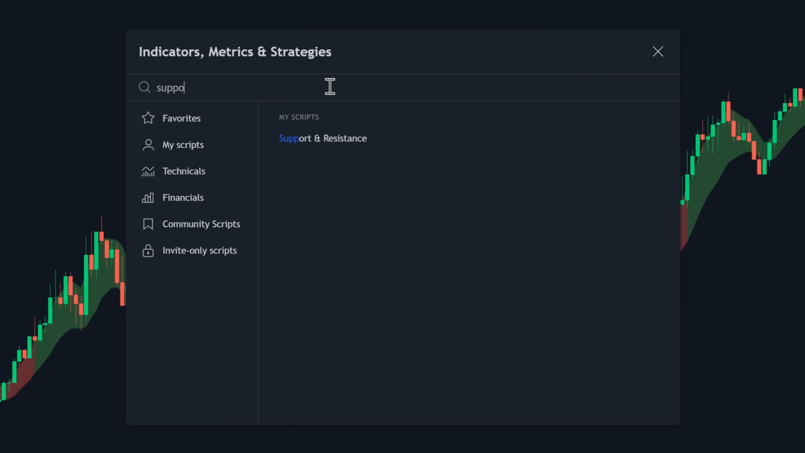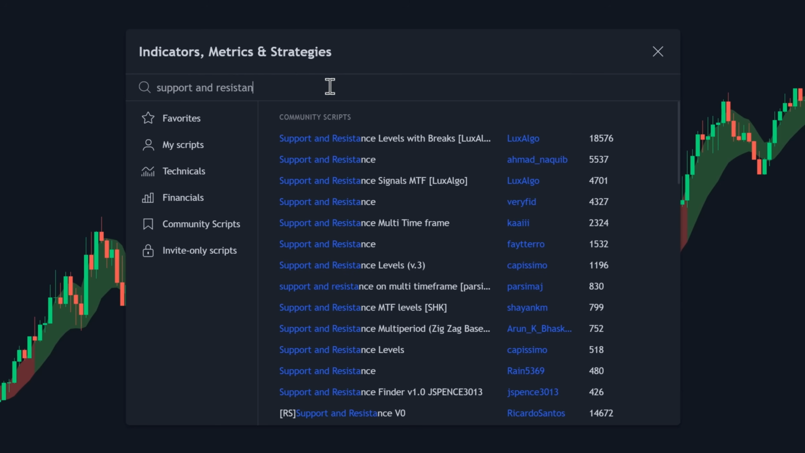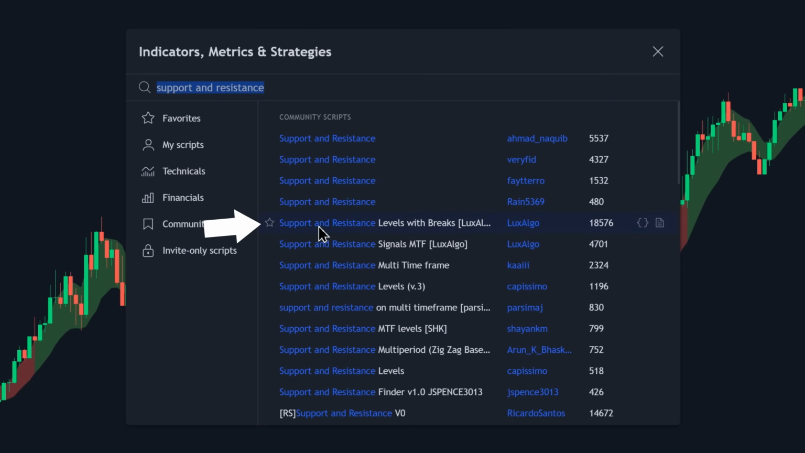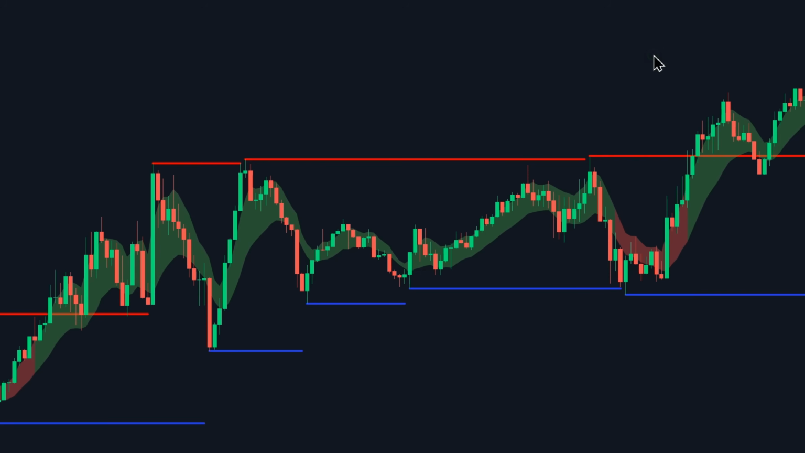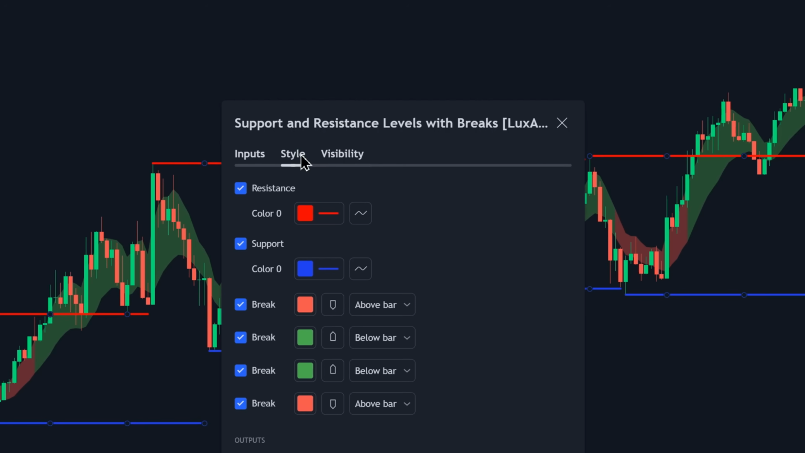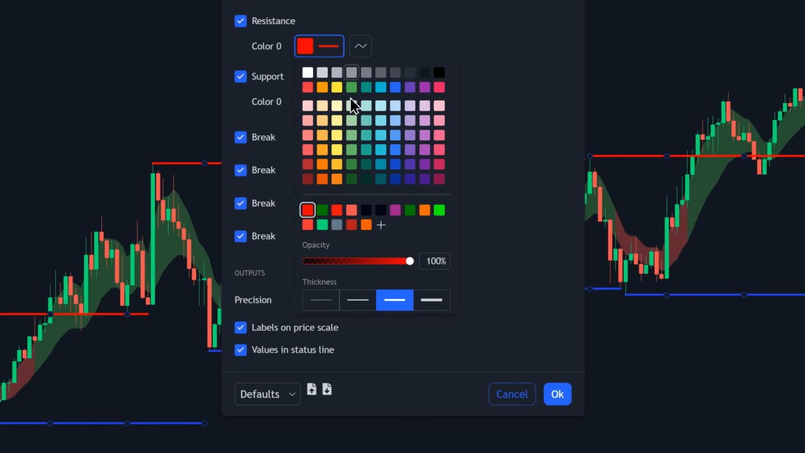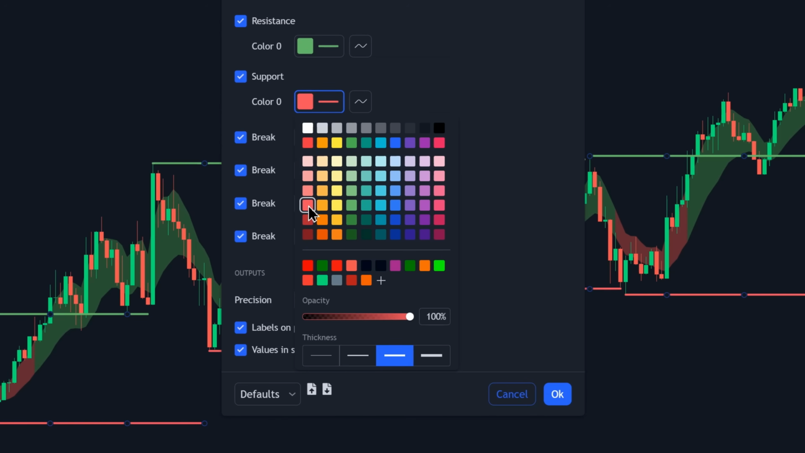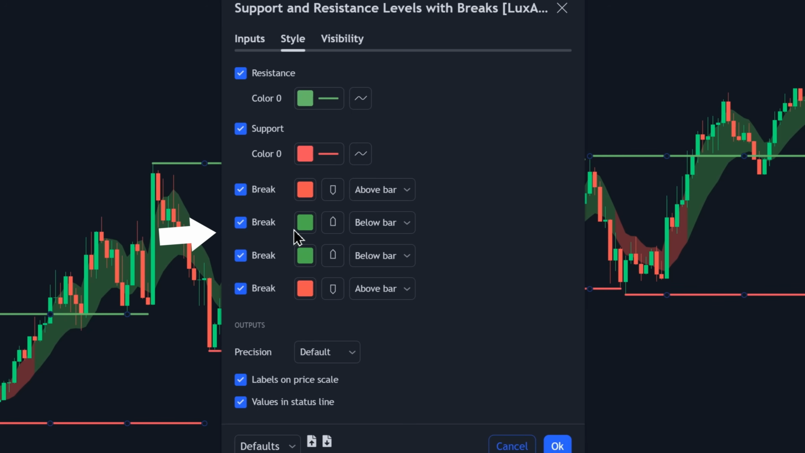Type in Support and Resistance Levels and select this one by Lux Algo. Double-click on it, then on the Style tab, you want to change the resistance color to green and change the support color to red. Then disable these four options because we don't need them.